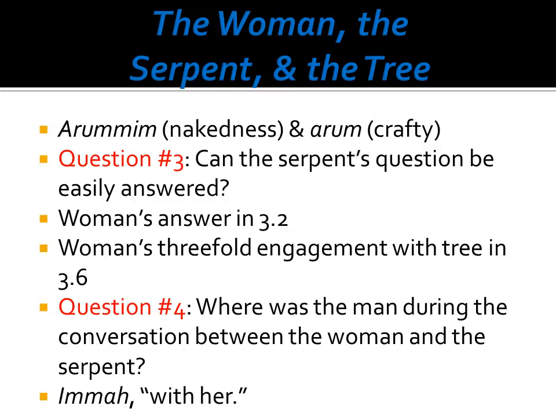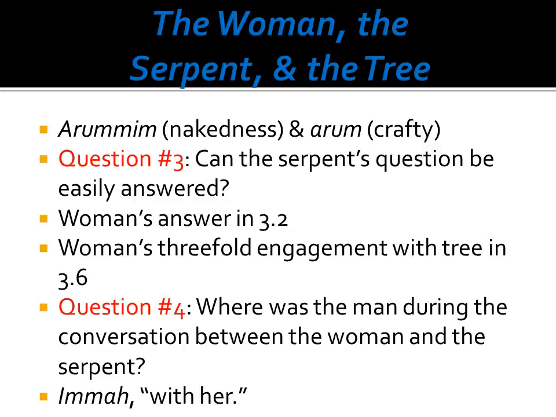Now, we're unsure as to why the serpent approaches the woman instead of the man, but we are sure that this is the first human dialogue, as well as the first human mention of God. So here's my third question for you. Does the serpent's question in chapter 3, verse 1 allow for an easy answer? That is, is the woman able to answer this question with a simple yes or no? If not, then perhaps the serpent approaches the woman in order to engage her in dialogue.